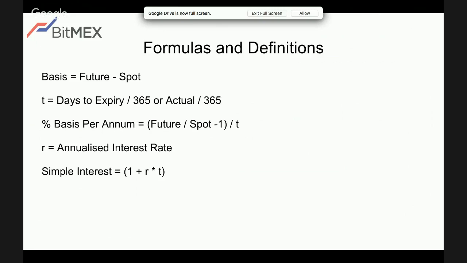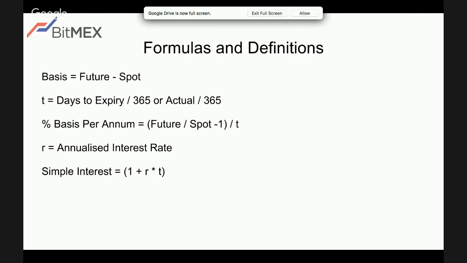So first, some simple formulas. When I refer to basis, what I'm talking about is the difference between the futures price and the spot price. The basis that I'll refer to will be in US dollars because both the future and spot are quoted in US dollars. T, or our time component, is just the difference between the expiry date and today over 365 days per year, also called actual over 365.